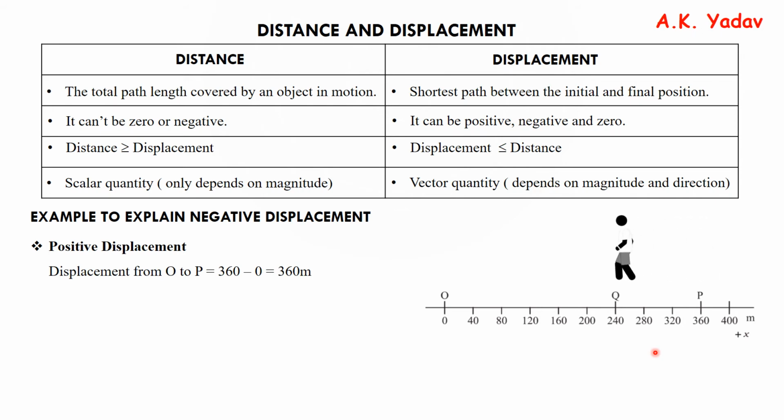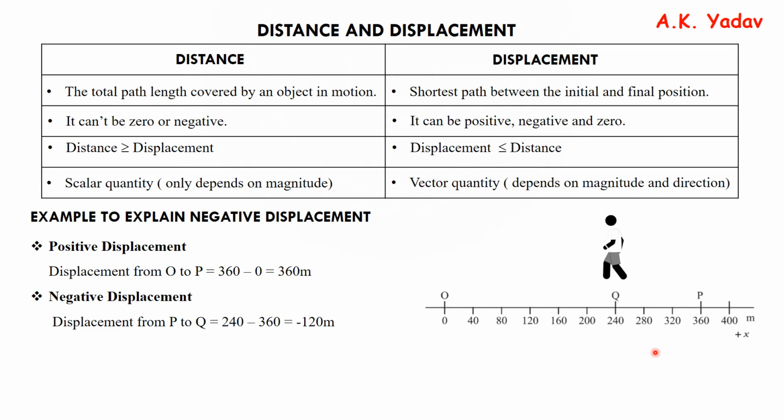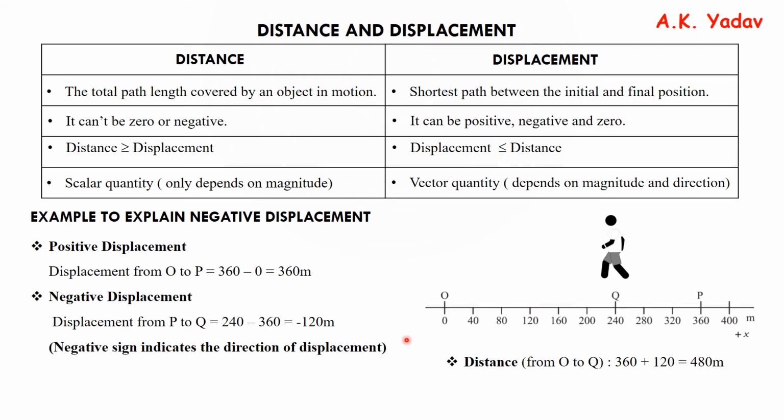Now the man moves from P to Q. So the displacement from P to Q. Now what is the P position? 360. What is the Q position? 240. Now 240 minus 360 is minus 120. By the way, here the negative sign tells that the direction is opposite to the direction of motion which he initially initiated. So here the displacement is negative.